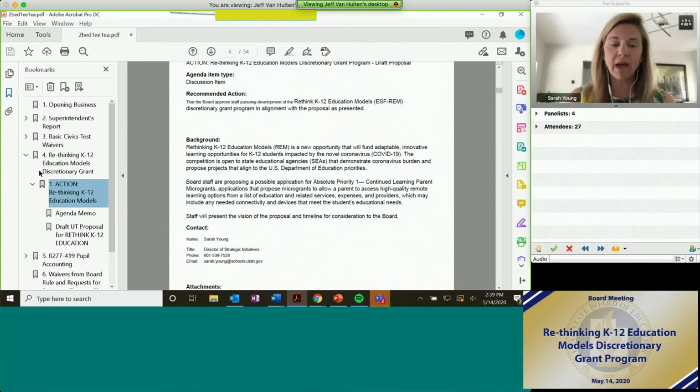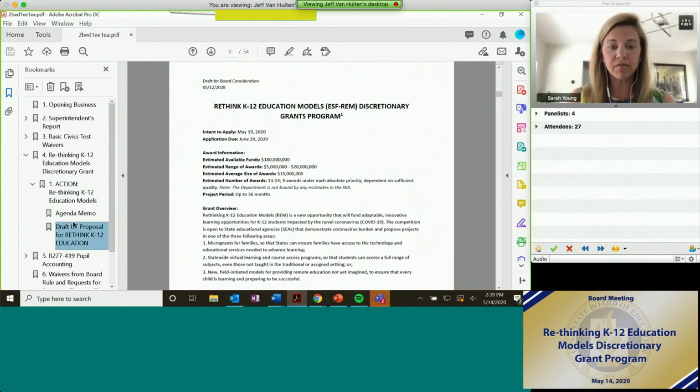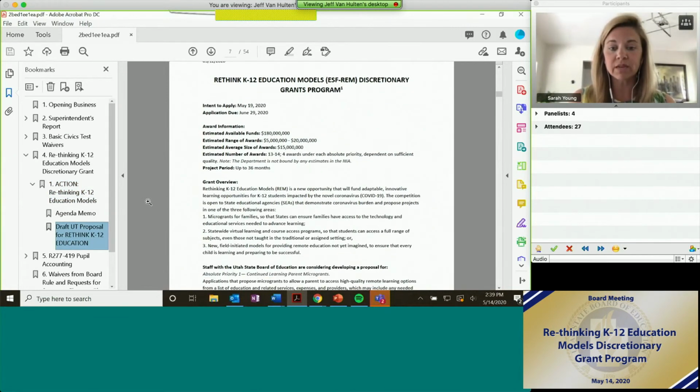And you'll see in our backup, we've given an overview. This opportunity did come about specifically in response to COVID-19. So you'll see that it has a pretty quick time frame in regards to providing an intent to apply by next week and having a full competitive proposal submitted by the end of June. As a part of that, this grant program has 3 potential priorities, and states who are applying are asked to identify the priority they will apply for.